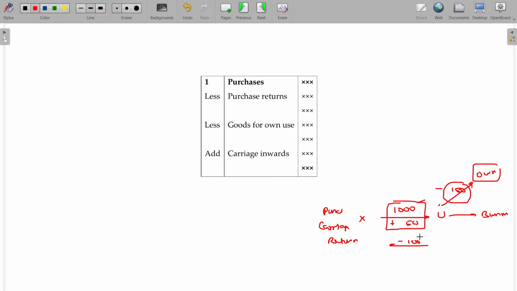Another 100 rupees worth of goods not fit enough, you return. So from the 1050, you have to subtract 250, then automatically the amount 800 rupees is considered as purchases used for the business purpose. So you have to find out the purchases for the business purpose. That will be the value to be posted here.